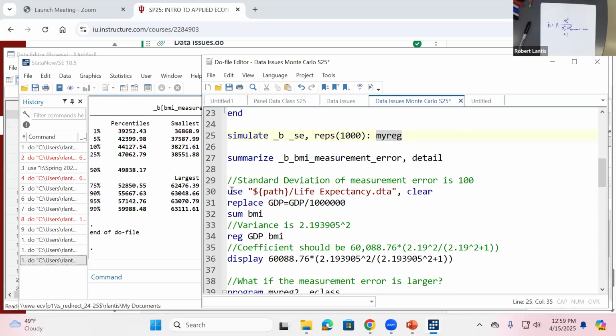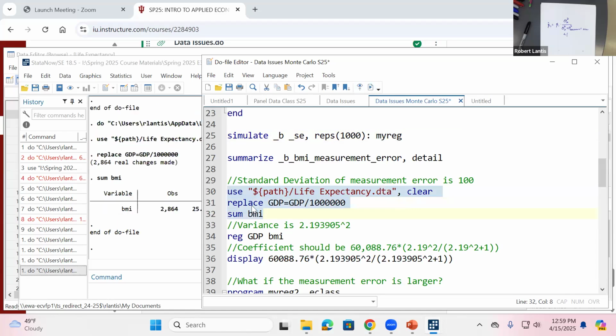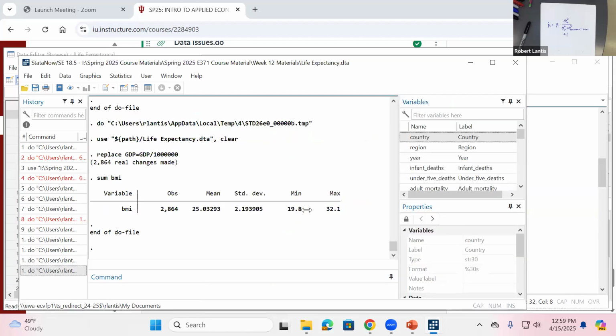But the reason why on average we're seeing 50,000 is because we know that if I use that life expectancy data, if I summarize that BMI, the original variable without measurement error, my standard deviation is 2.19, so my variance would be that squared, okay? So I have the variance of my original x variable. That was one of the things we needed, right? If we're switching over here, this was 2.19 squared.